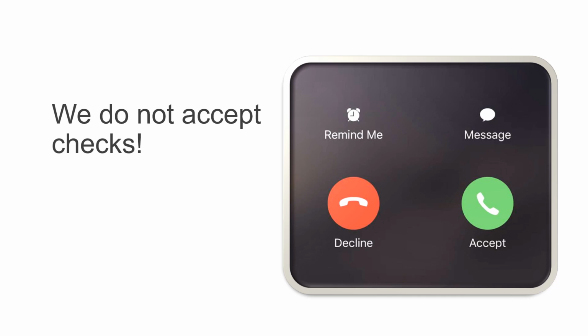We don't accept checks, but we do accept cash. And cash, she said 4 times. Checks, she said 3 times in that message, I believe.